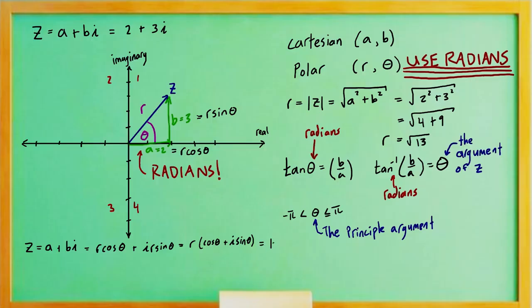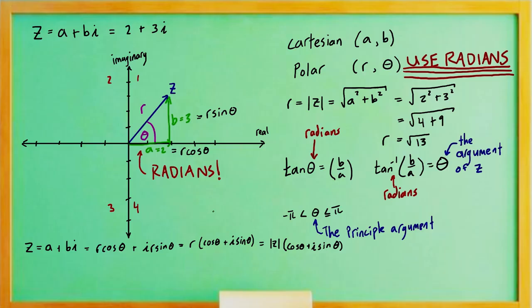Sometimes you might also see it written like this, where we have the modulus times cos theta plus i sine theta. But whether we use r or the modulus, when we have the modulus times cos theta plus i sine theta, or r times cos theta plus i sine theta, now we have converted it into polar form.